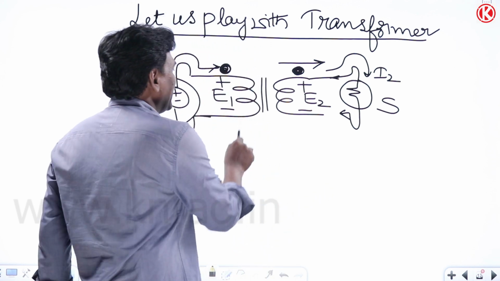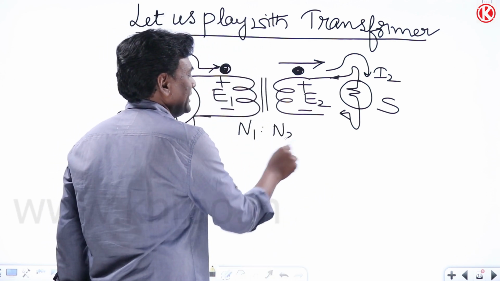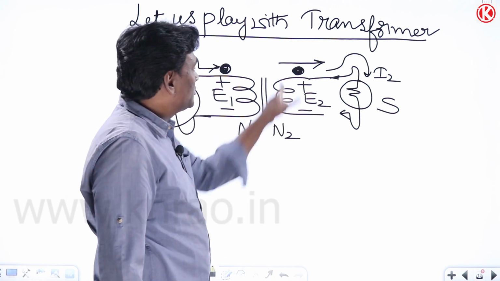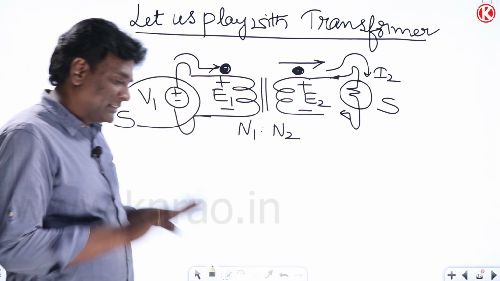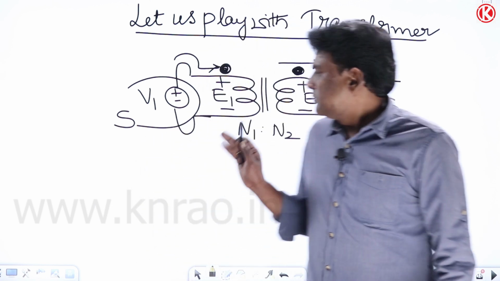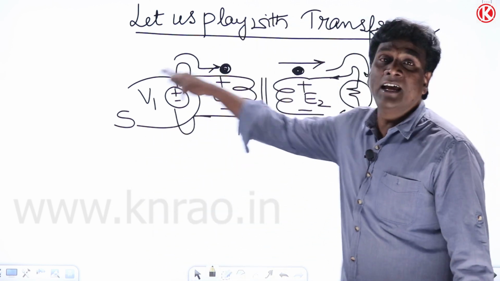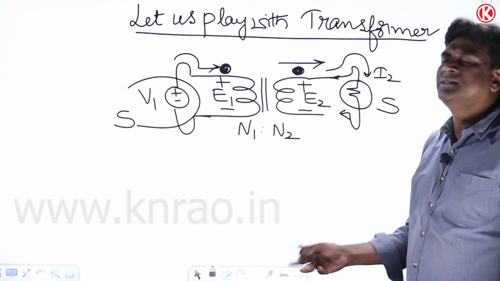If you see the number of turns N1, N2, if N2 is more, this is going to be HV, and N1 is less, this is going to be LV, that's it. So if current is entering into the dot, this current has to leave from the dot, because it's AC, no?